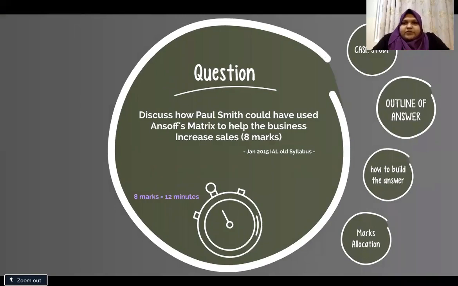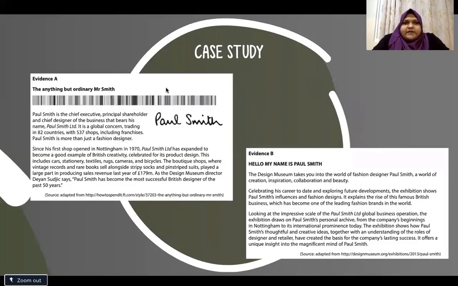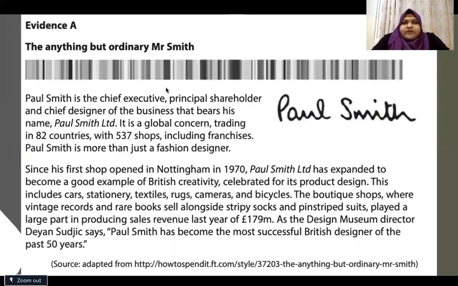Now let's have a read through the case study. This case study is about Paul Smith. Evidence A. Paul Smith is the chief executive, principal shareholder, and chief designer of the business that bears his name, Paul Smith Limited. It is a global concern trading in 82 countries with 537 shops, including franchises. Paul Smith is more than just a fashion designer. Since his first shop opened in Nottingham in 1970, Paul Smith Limited has expanded to become a good example of British creativity, celebrated for its product design. This includes cars, stationery, textiles, rugs, cameras, and bicycles.